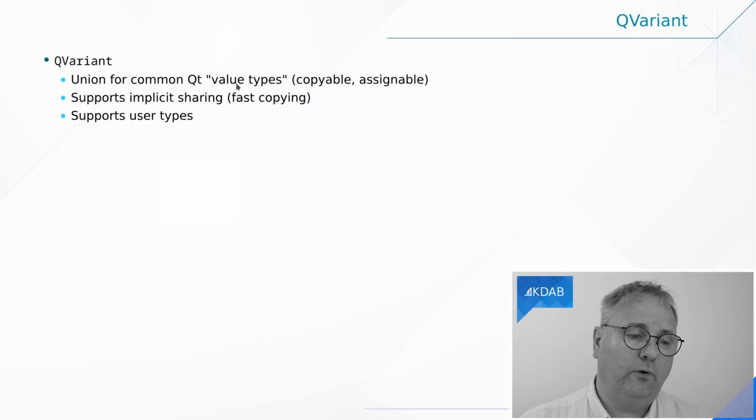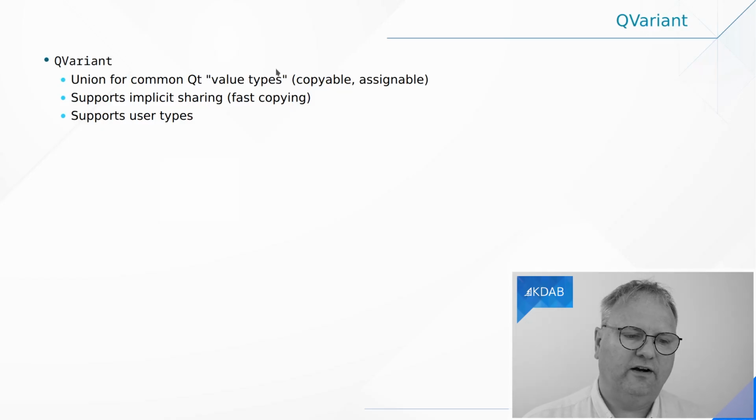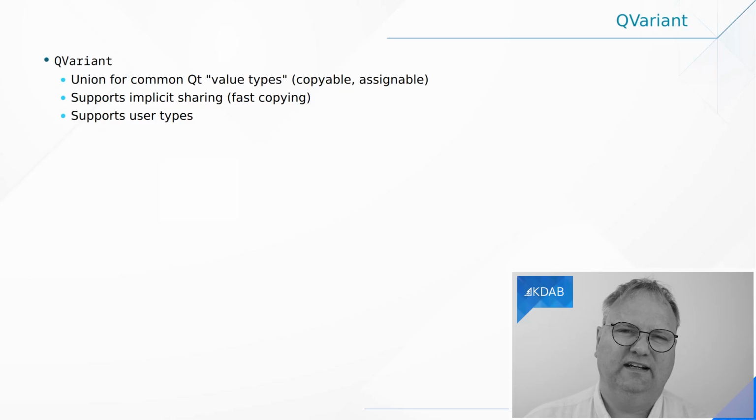So it supports all the Qt value types. So that's QColor, it's QString, it's QPoint. All of those are supported out of the box. It supports implicit sharing. That's reference counting, which makes it fast. Possibly it's not really a key feature or key concern, but it supports your user's type.